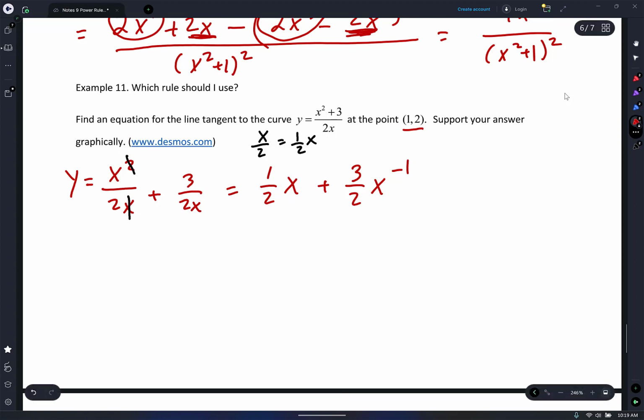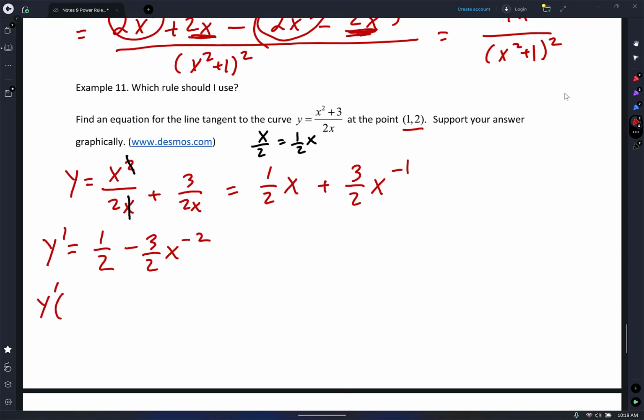All right, here we go, guys. Y prime. What's the derivative of 1/2 x? 1/2. Just half. What's the derivative of 3/2 x to the negative 1? Negative 3/2 x to the negative 2. So y prime evaluated at 1 is 1/2 minus, I'm going to bring that x to the negative 2 down, 3 over 2 parenthesis 1 squared. Right? Because I'm doing the derivative at 1, it's x squared. So I have 1/2 minus 3/2.